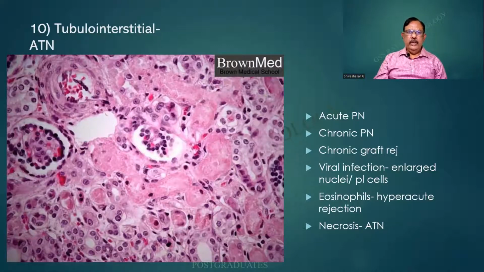Another disease will be the tubulointerstitial diseases. Tubulointerstitium, always have a list of names with you. Pyelonephritis, fine. It can be acute, it can be chronic. It can be graft rejection. It can be viral infection with enlarged nuclei and plasma cells. Eosinophils, again in a case of graft rejection. Or it can be tubular necrosis. Look at this one. These tubules are all viable, something that we teach our students. But here I find that there are some tubules devoid of nuclei, and it is a case of acute tubular necrosis.